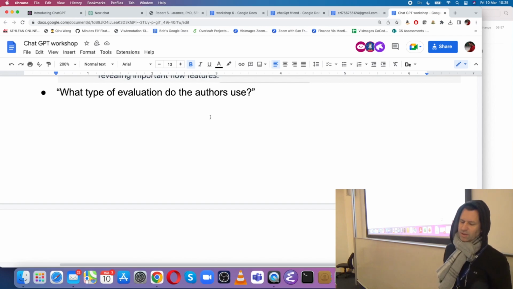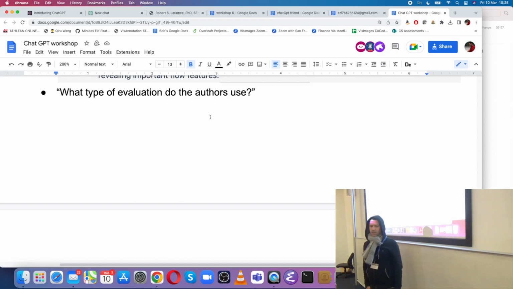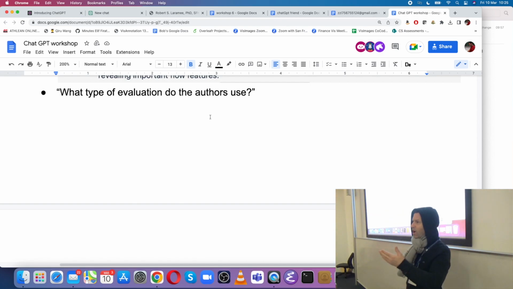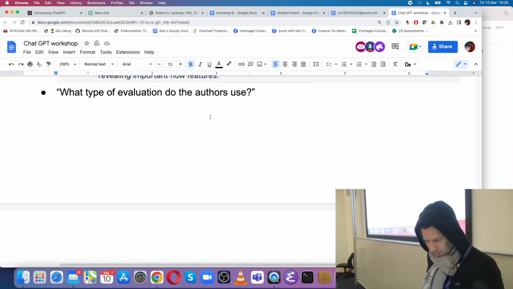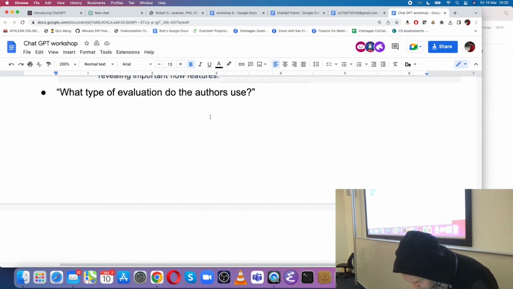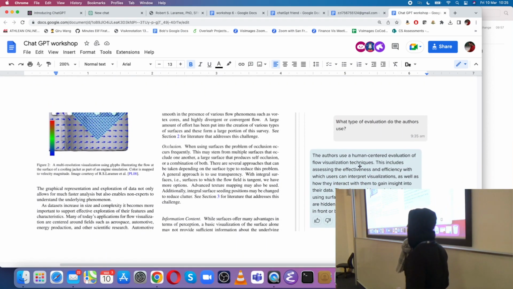The way that a survey paper is evaluated, if you're interested, is you have to submit it to a conference or a journal, and then other people read it and evaluate it to see if it's good or not. That's the evaluation process for a survey paper. This could be the answer to a different question, like, what are some common evaluation techniques for flow visualization? If you ask that question, this would be a pretty good answer.